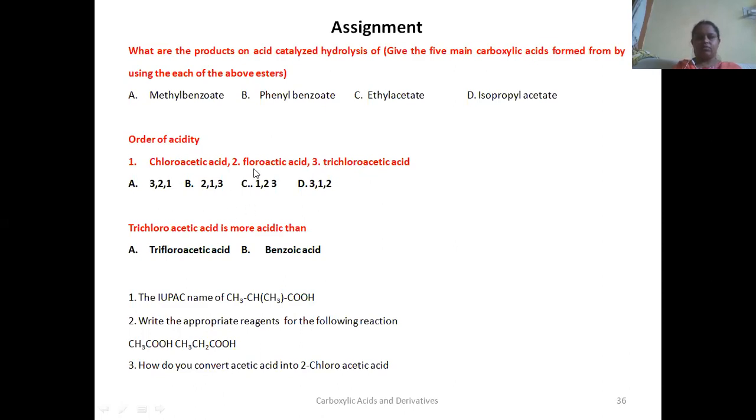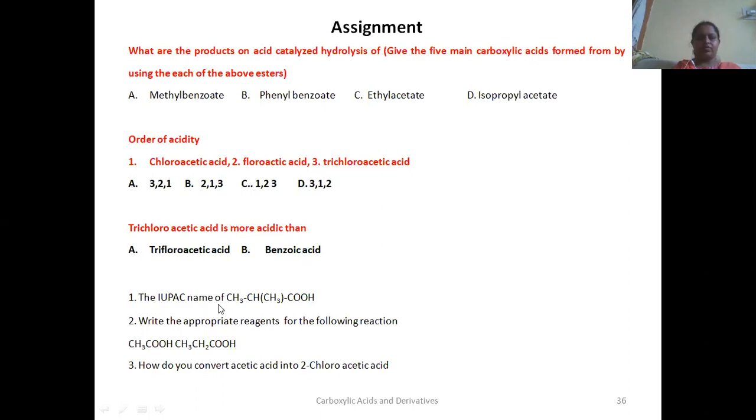Among chloro and fluoro, which one is more electronegative? Fluoro. So among these two, this one will be more acidic. So we have trichloro. How do you compare fluoro with trichloro? Always remember, the more the number of electron withdrawing groups, the more is the acidity. So this will be more acidic. I have already given you a hint how to solve this. Options are trifluoroacetic acid and benzoic acid. Try to solve this.